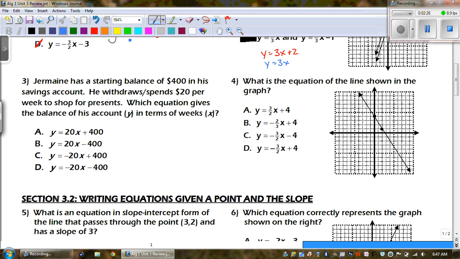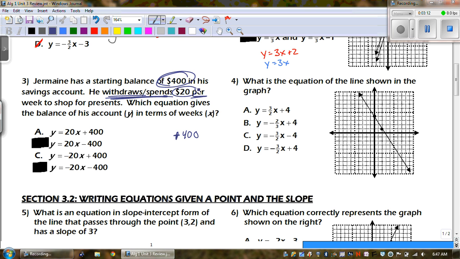All right, number 3. It says Jermaine has a starting balance of $400 in his savings account. He withdraws or spends $20 per week to shop for presents. Which equation gives the balance of his account y in terms of weeks x? A starting balance means that's how much he starts with. He's not losing it, it's what he has. So he has automatically right now $400. If I know that that's a positive 400, I can get rid of B and I can get rid of D.